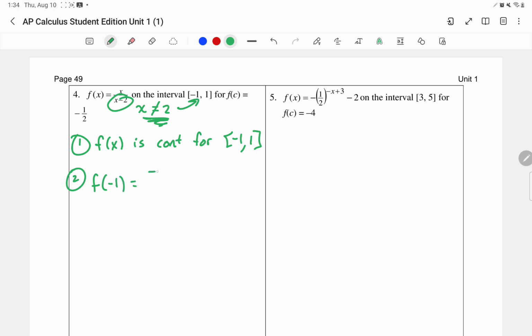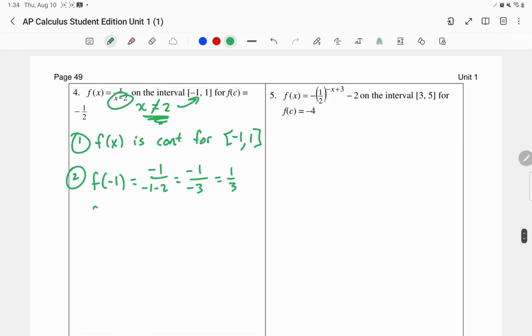Second rule, we just plug in our endpoints. F of negative 1 equals negative 1 over negative 1 minus 2. That's negative 1 over negative 3, which is 1/3, 0.33. And then our other endpoint, f of positive 1 equals 1 over 1 minus 2. That's 1 over negative 1, which is negative 1.